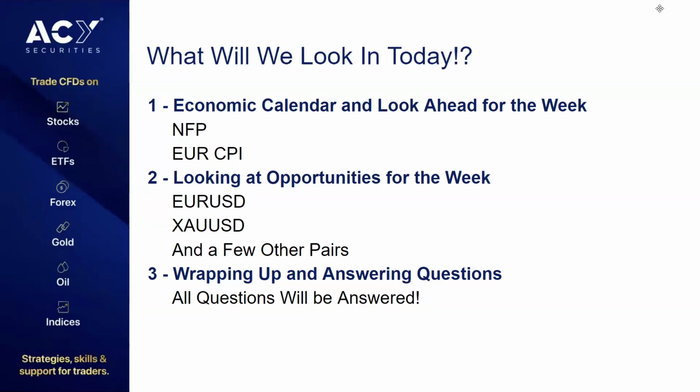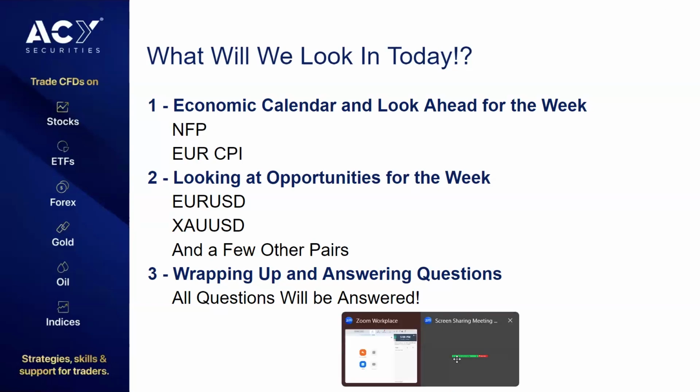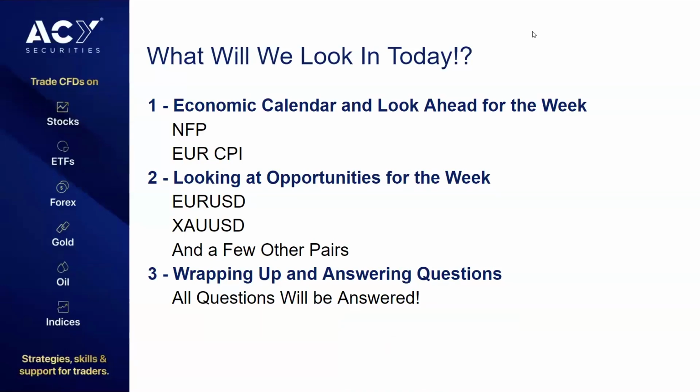So majority of the volatility this week will come from the non-farm payroll from the USA, as well as today's Euro CPI. So we have Eurozone CPI today at 7 p.m. Sydney time. That will likely spark some sort of volatility in the market, especially, of course, on euro dollar, euro pound, and euro yen, etc.